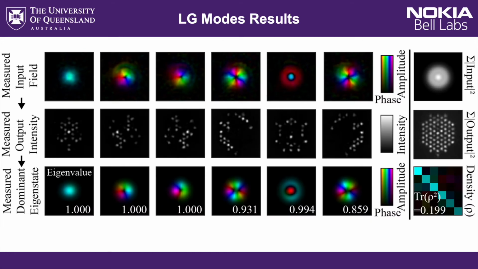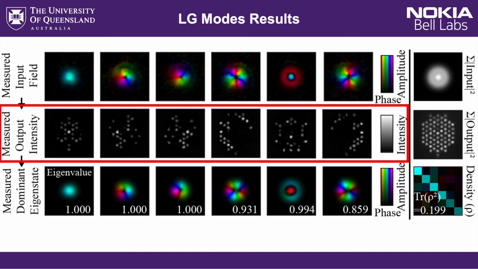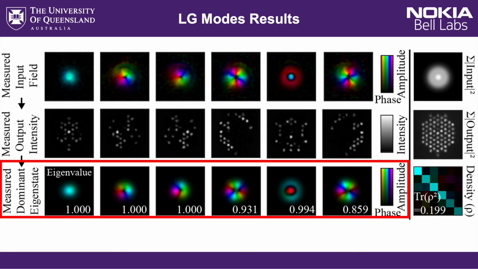As a reminder, the color represents the phase while the brightness represents the amplitude of the displayed fields. The top row shows the fields that were passed into the high-dimensional Stokes device. The middle row is the output spot array from the device, and the bottom row is the dominant eigenstate, which is the state with the largest normalized eigenvalue that results from the analysis of the spot arrays.